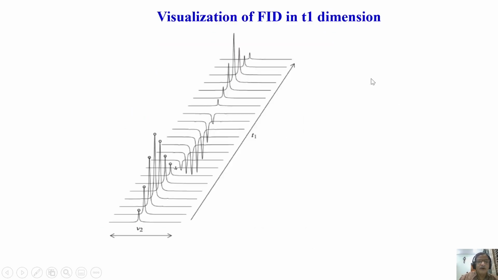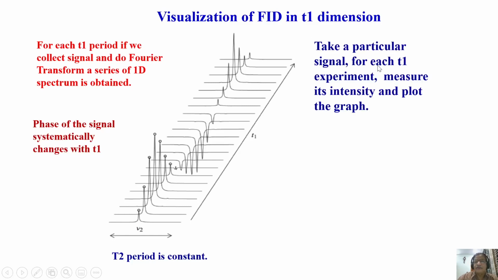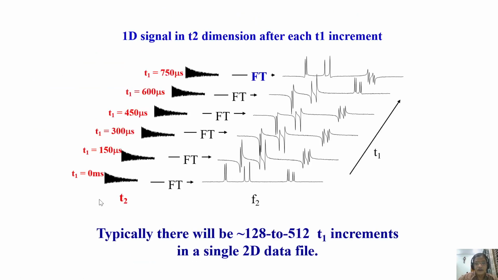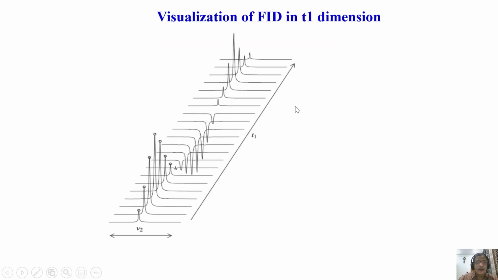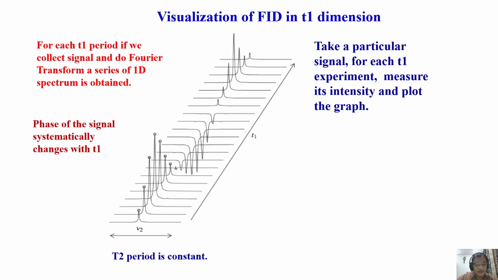Okay. So now, at each T1, if you collect a signal and do Fourier transformation, you get a spectrum. Let us do one thing. We collect only one of the signals. Let us say in this case you have collected one signal like this, any one of them. See how it is varying. If you collect only one of them, follow the intensity pattern as a function of T1. This being constant here.